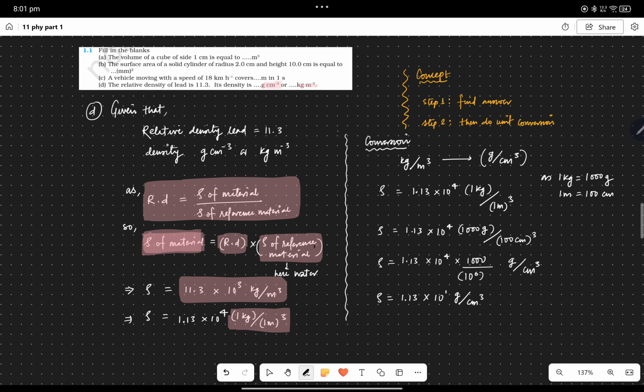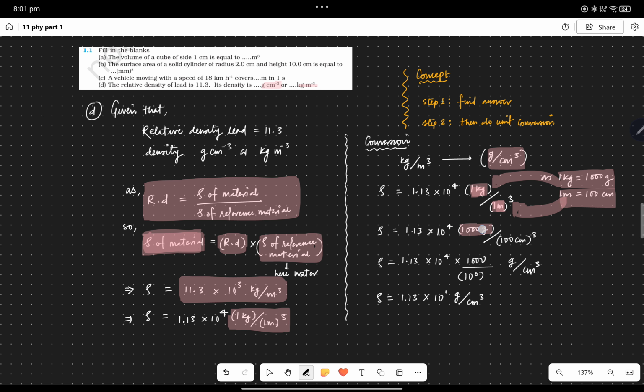Kg per meter cube, but you want the answer in gram per centimeter cube. So how are you going to convert this? Just write the step. You want to convert this kg into gram and meter into centimeter. So you write 1 kg and 1 meter, then the value of 1 kg in gram, then the value of 1 meter in centimeter. You have to put this value here and here, and do the operations.